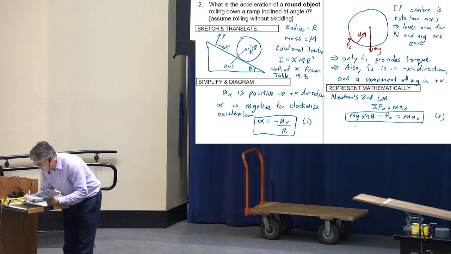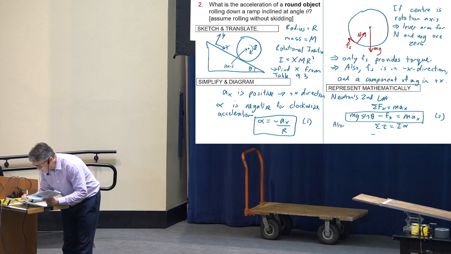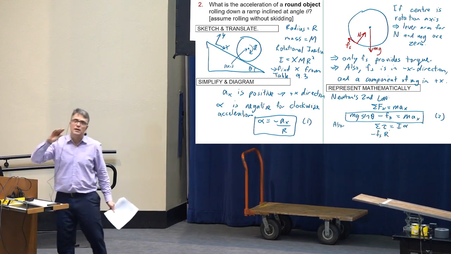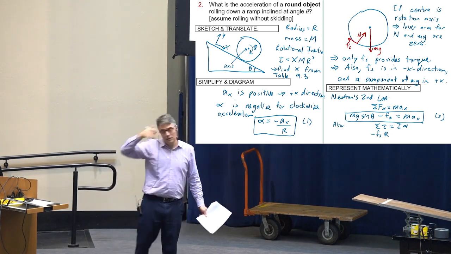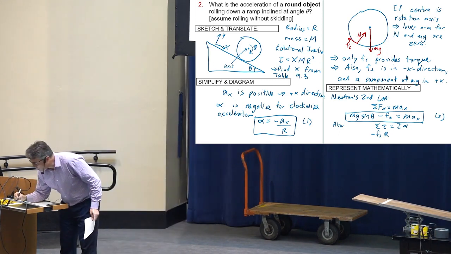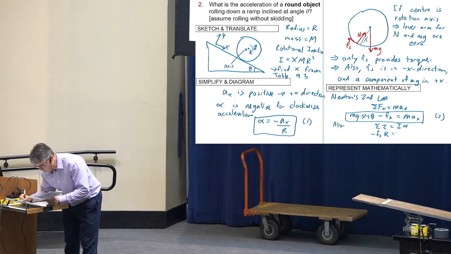And then the other thing, Newton's second law for rotation, is that the sum of all the torques is equal to I times alpha. So that's just negative F sub s times R, because the friction is in the clockwise direction, and the lever arm here is R, from here to here. And that equals x m r squared times alpha. And that's your third equation. You've got 3 equations and 3 unknowns. You solve it all out.